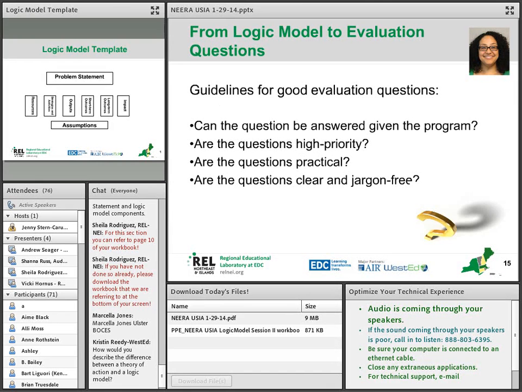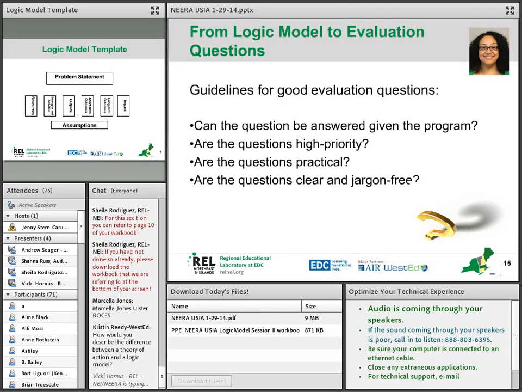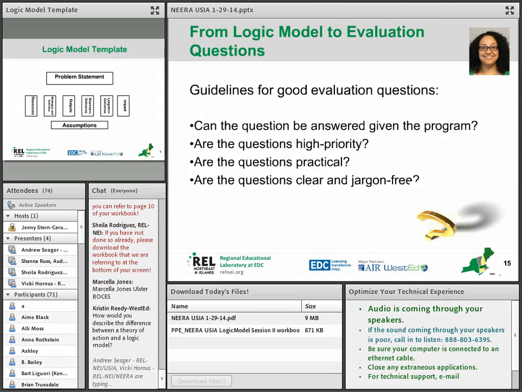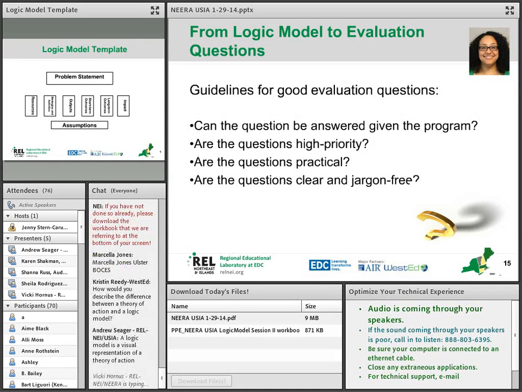Now, regardless of the types of questions, there are some guidelines that you need to consider for all evaluation questions. You need to ask yourself these 4 questions. So can the question be answered given the program? One of the main reasons for building a logic model as part of the program evaluation is to determine what questions are appropriate based on the program. And by describing what the program is, the logic model helps determine what is appropriate to evaluate.